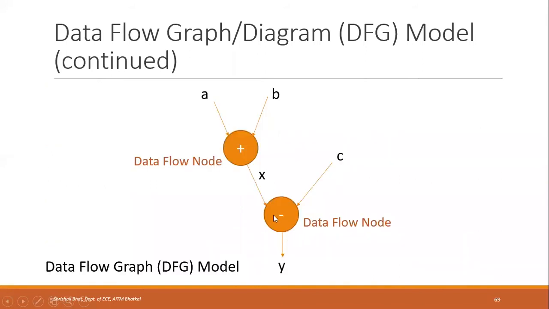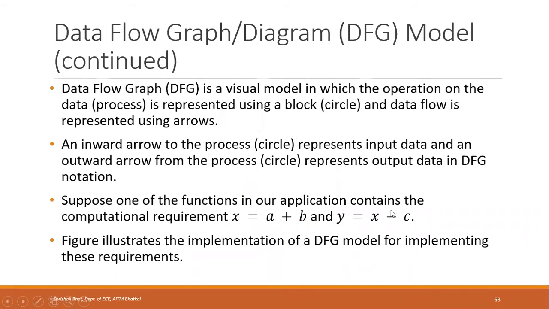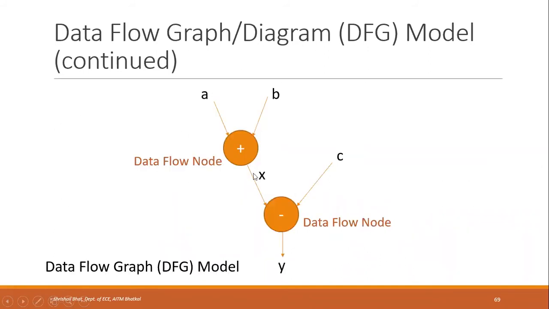Then you have another operation, that is subtraction, indicated using another node. y is the output of this: y is equal to x minus c. x is obtained as the output of the previous operation and is taken as input to the next operation, and c is the third input. If you subtract x minus c, you will get the output y. It is as simple as this.